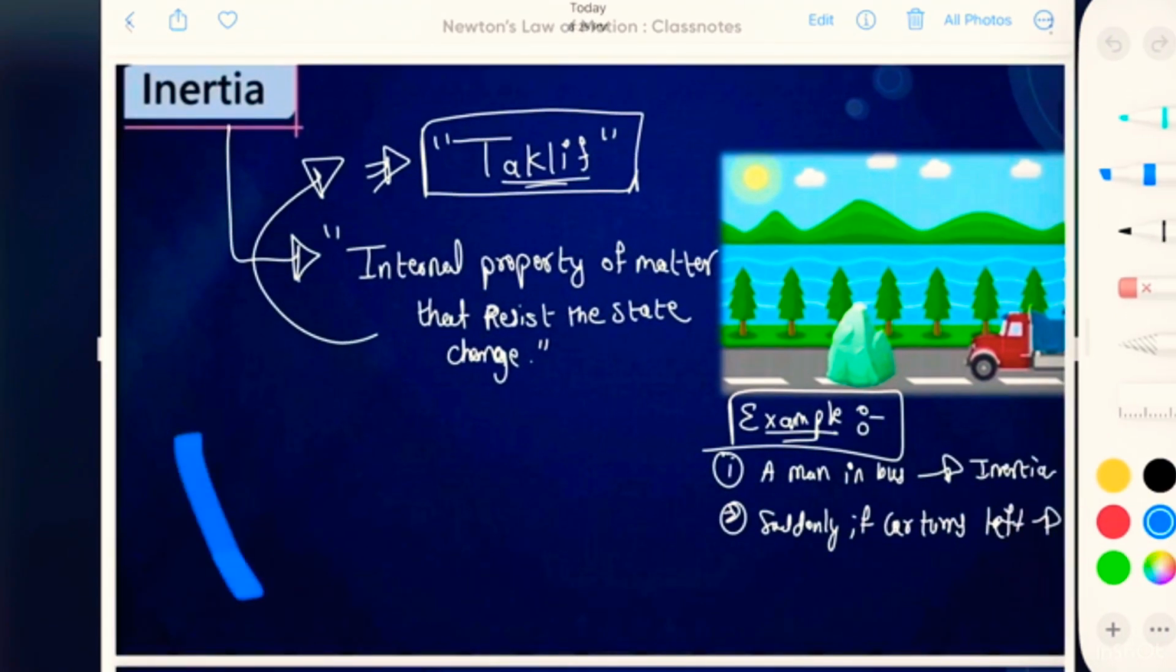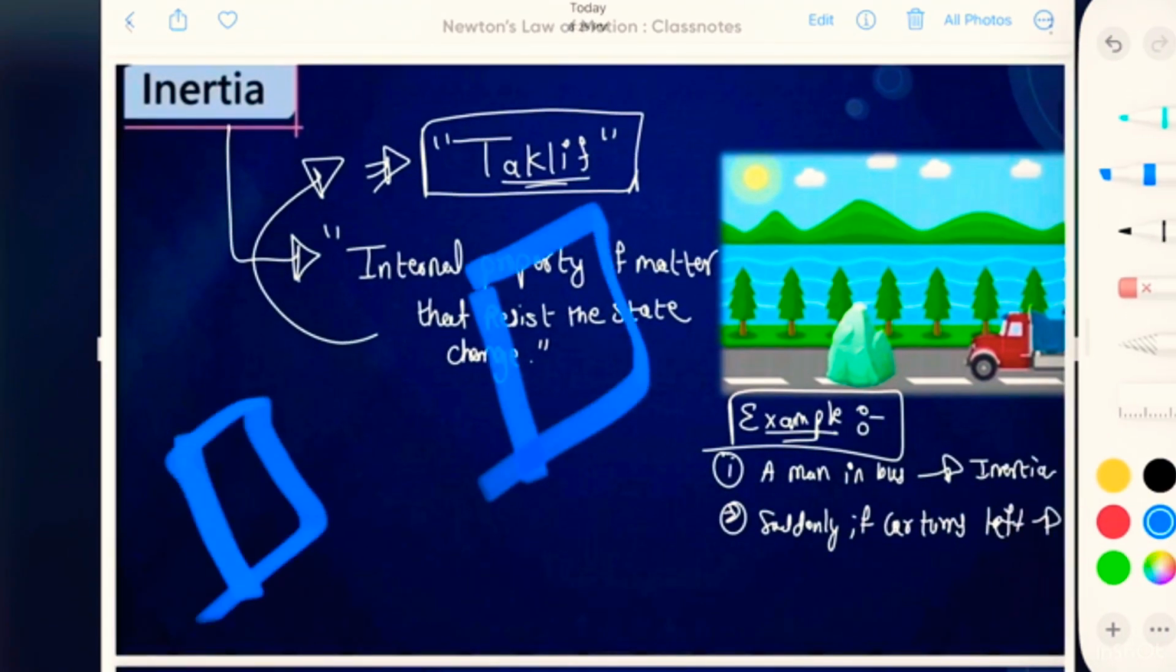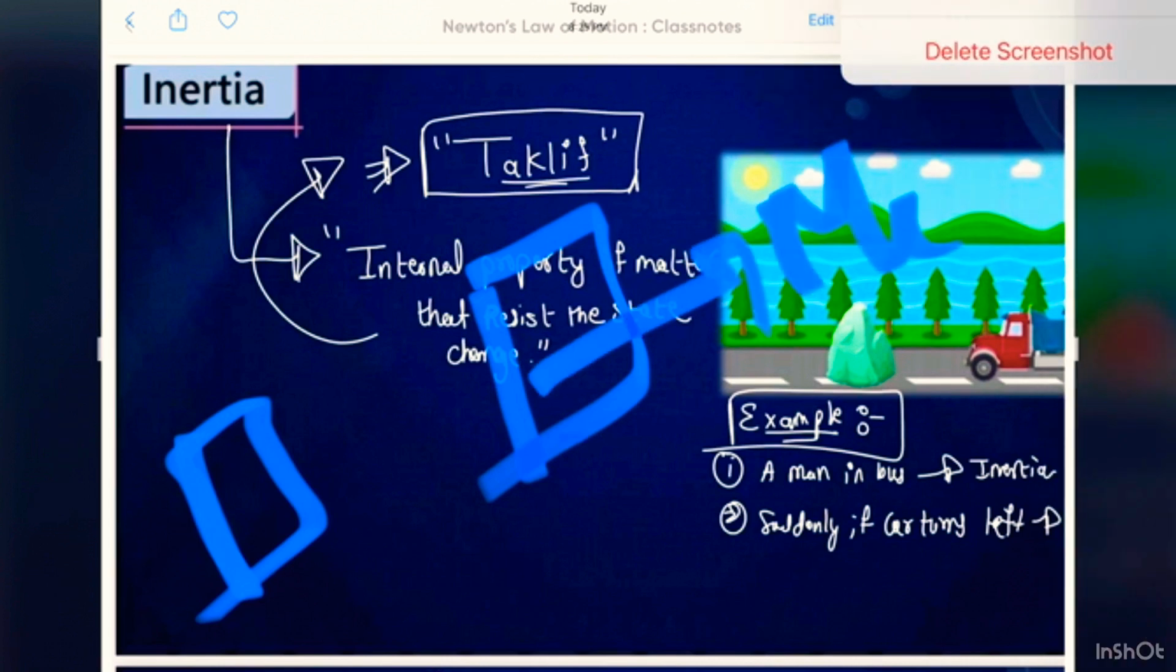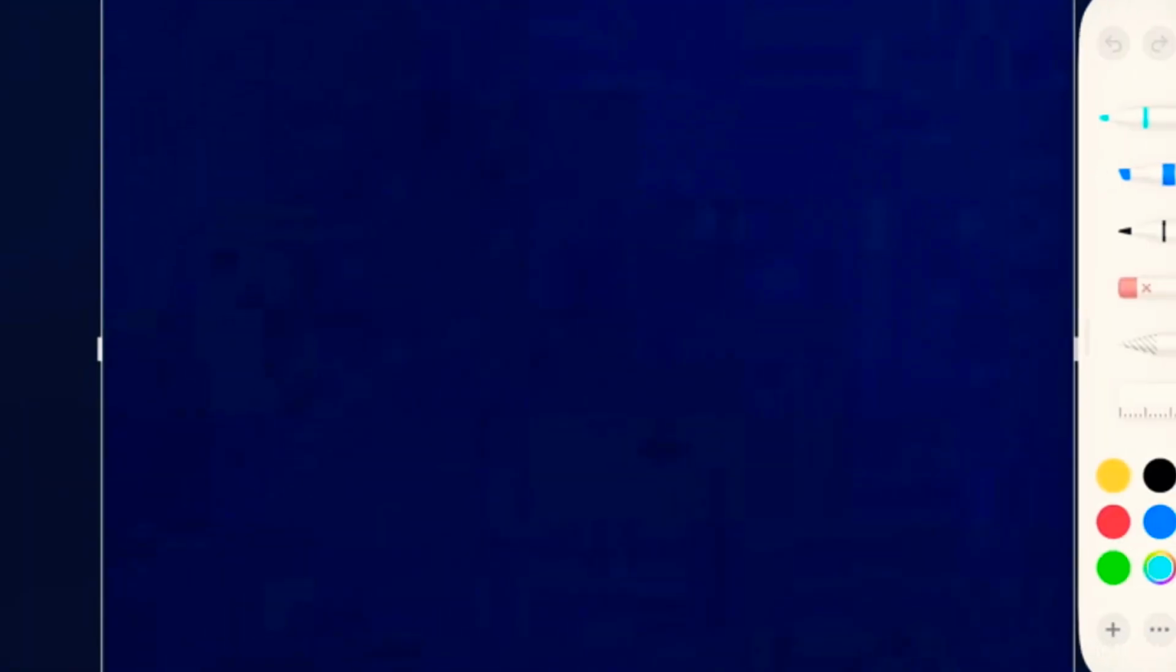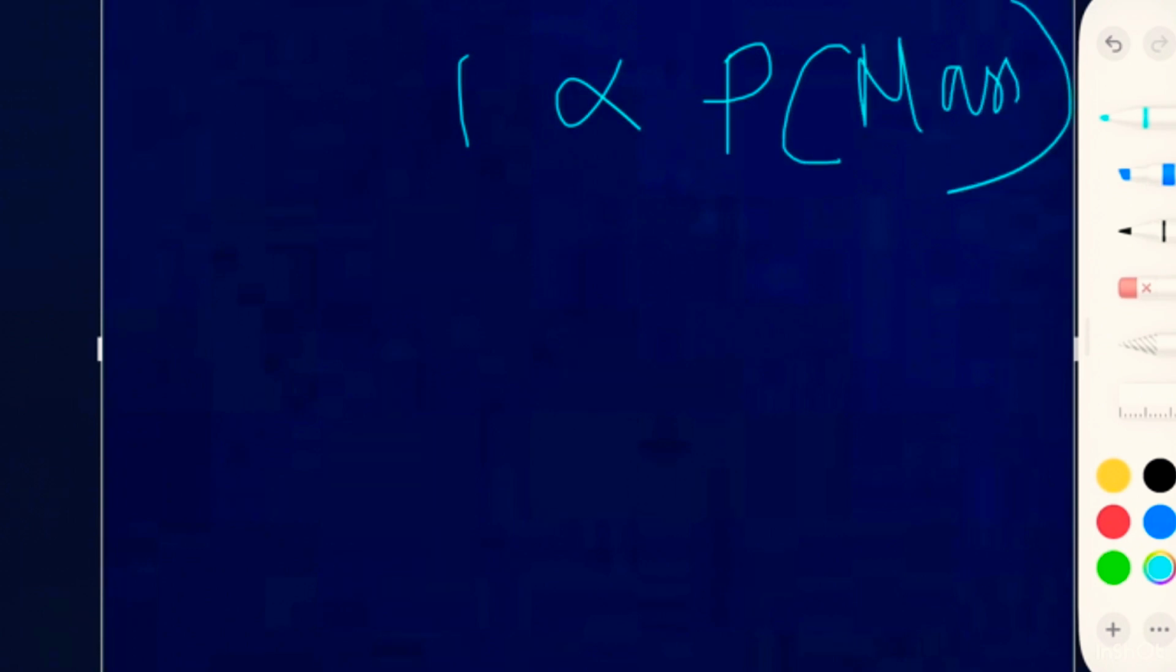So an object is here and another object is here. This object has more mass. This has much more mass. So the inertia of an object is directly proportional to mass. If it is a heavier object, it has a high inertia. If it is a light object, it has a very low inertia.